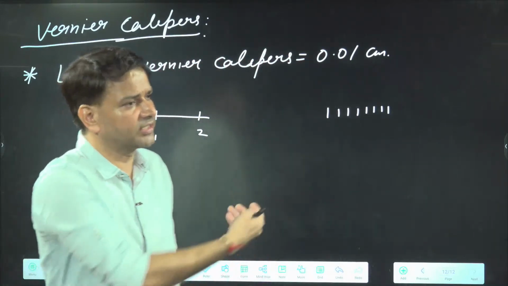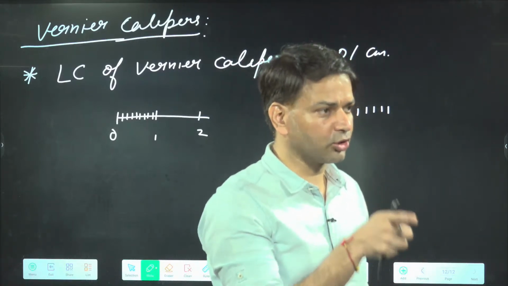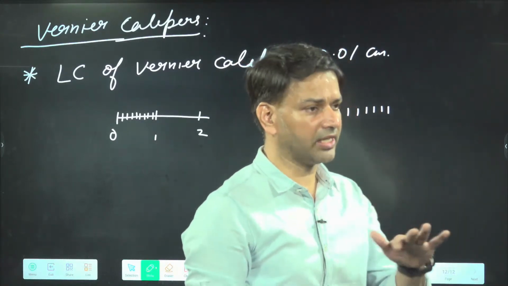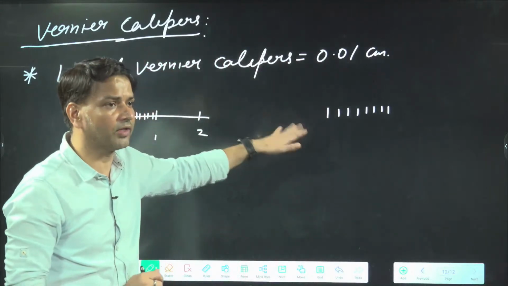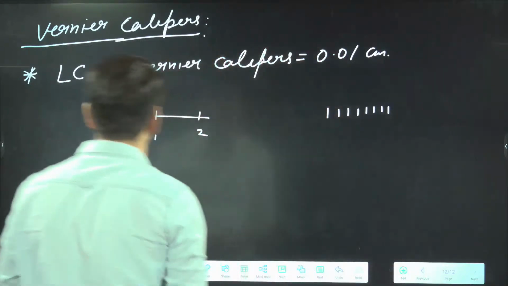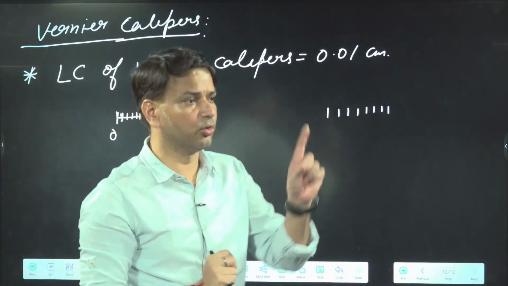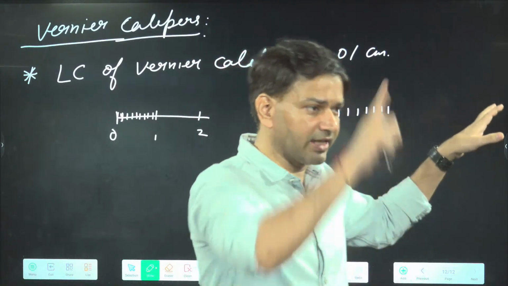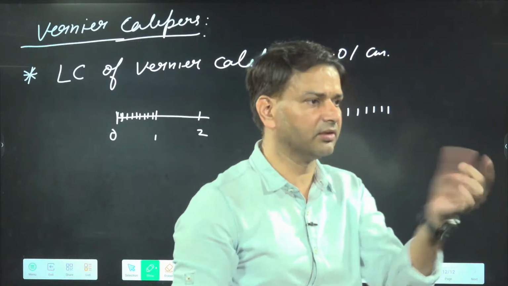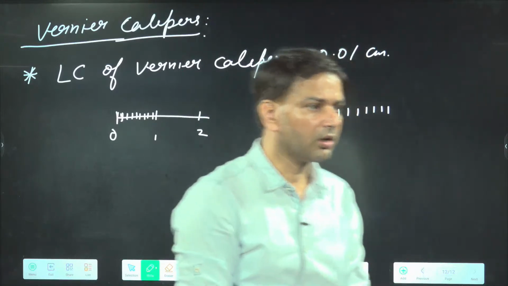One is the main scale. Main scale is a normal scale that has a least count of 1 millimeter or 0.1 centimeter. That we have already used in error. The second scale is the vernier scale. Vernier scale has equal divisions. We don't know the distance between each division. In the main scale, we know one division is 1 millimeter. But in the vernier scale, there are only divisions, no marking. We cannot say the length of each division. Understood or not? But we can count how many divisions it has. Got it or not?